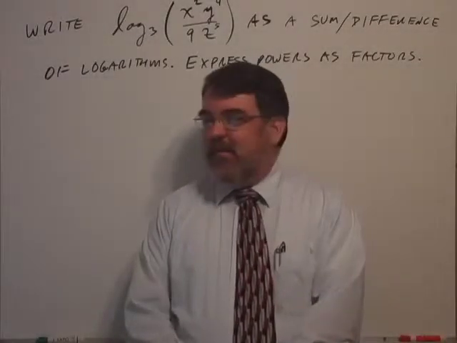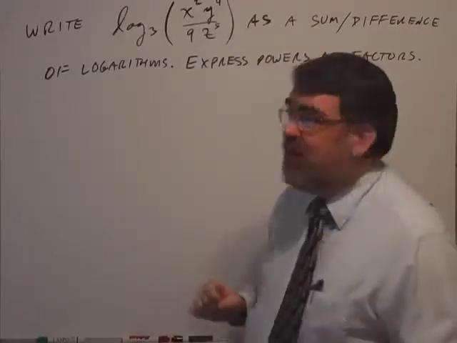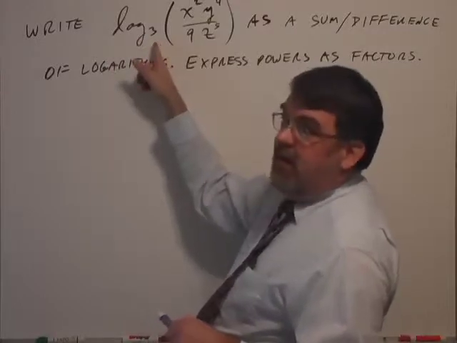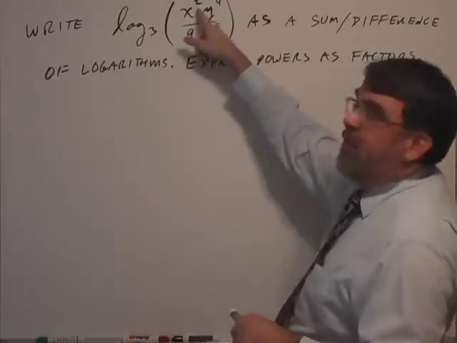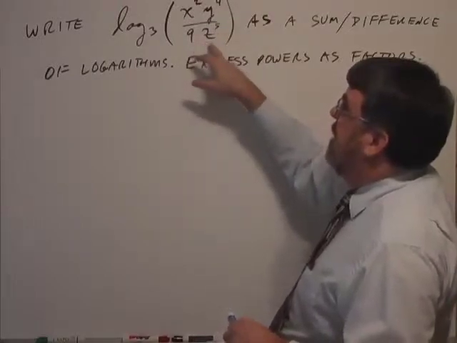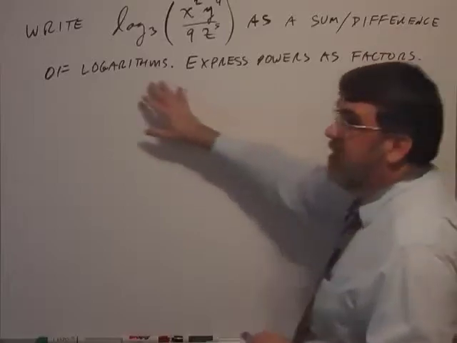Okay, I better read this because I can see this almost got cut off here on my screen. This says write log base 3 of x to the second power, y to the fourth power, so that's a 2 and a 4, divided by 9 times z to the fifth power, as a sum or difference of logarithms.